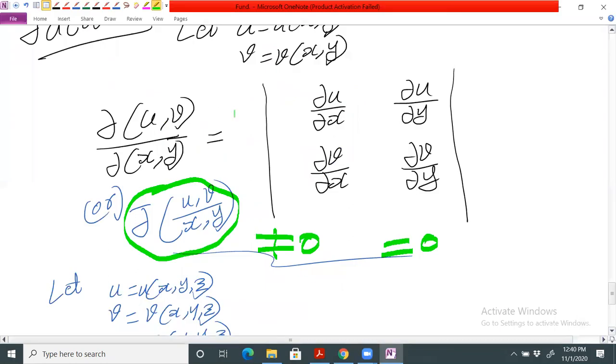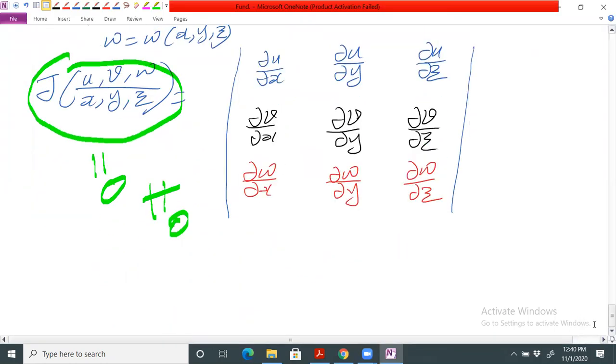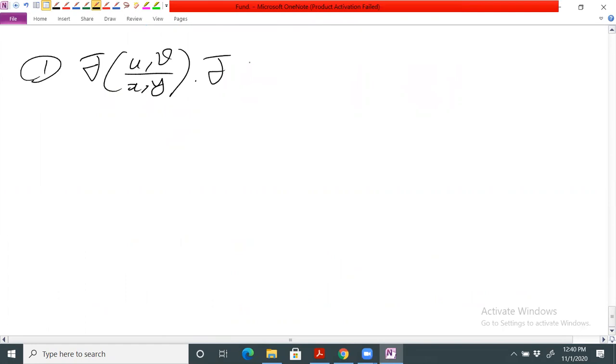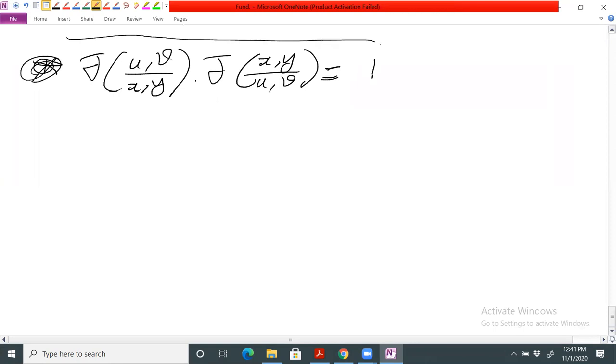That thing is the statement of the two properties on the Jacobian. The first property is: if there are two functions u, v with respect to x, y variables, the Jacobian of u, v with respect to x, y multiplied with the Jacobian of x, y, which are functions of u, v variables, this product will be equal to 1. This is very important.